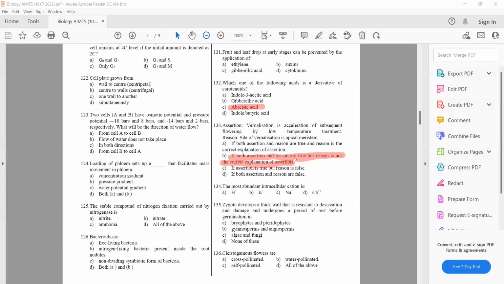134. The most abundant intracellular cation is... When we talk about this question, the most abundant intracellular cation is K+.